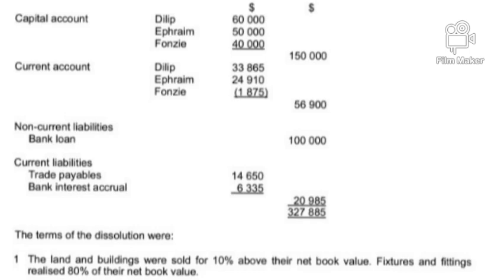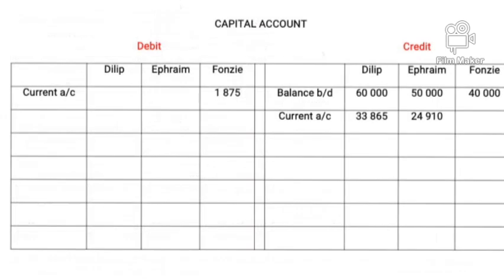So looking at our statement of financial position, you can notice that Dilip and Ephraim's current accounts are credit balances. Why? Because they are not in brackets. So on the credit side of the capital account, I'm going to record the current account of Dilip and Ephraim. Under the column of Dilip, I'm going to put 33,865. Under the column of Ephraim, I'm going to put 24,910.